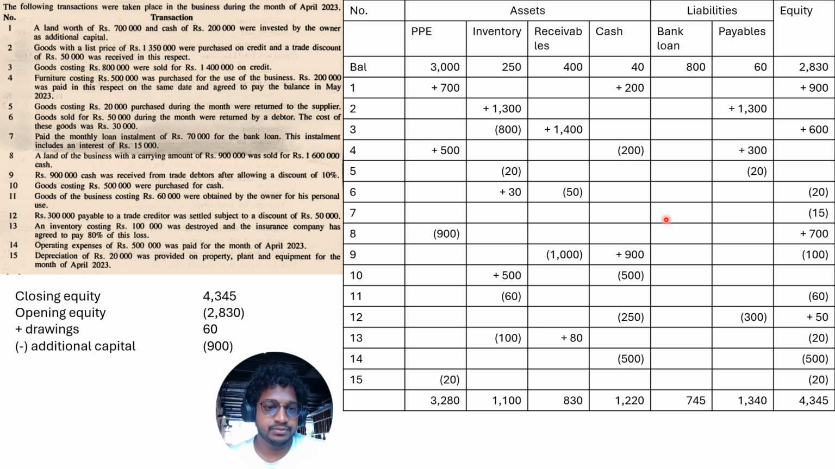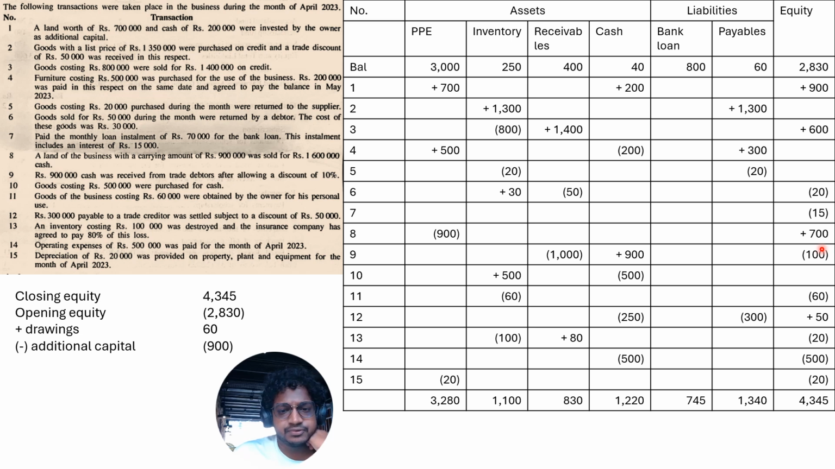Eighth one, land with a carrying amount of 900 was sold for 1,600. So property, plant and equipment should decrease by 900, and you should increase the cash by 1,600. So 900,000 worth of land you are disposing for 1,600, which means you are generating a profit by selling your land. That profit you should add to the equity.